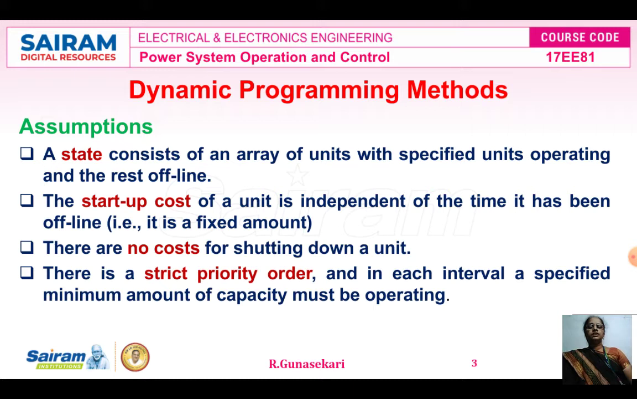The third assumption is no cost for shutting down a unit. Because the unit means generator, we prepare the operating schedule, maintenance schedule and then the shutdown rule also. But here there is no cost for shutting down a unit. The fourth assumption is that there is a strict priority order, and in each interval a specified minimum amount of capacity must be operating. That means we prepare the strict priority order. We already saw how to prepare the priority order in the priority list method. The same technique is used here.